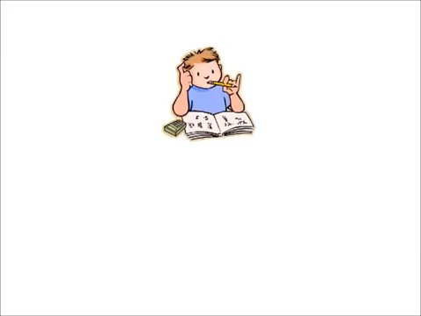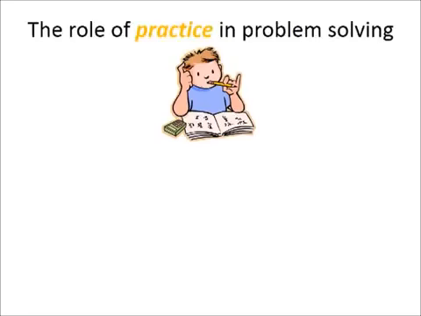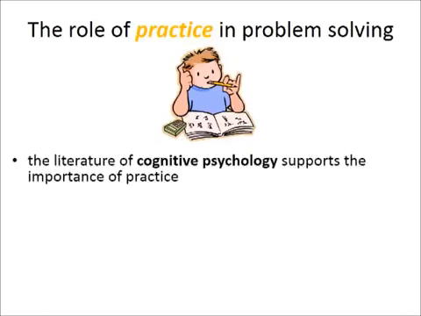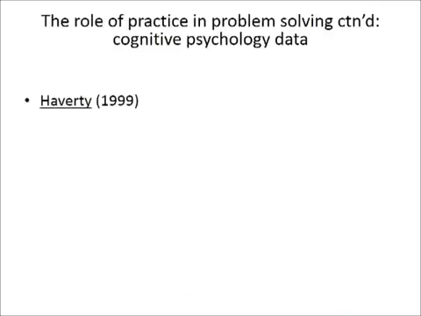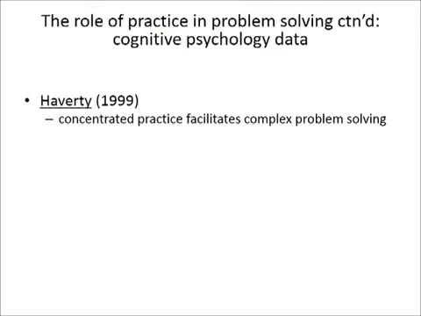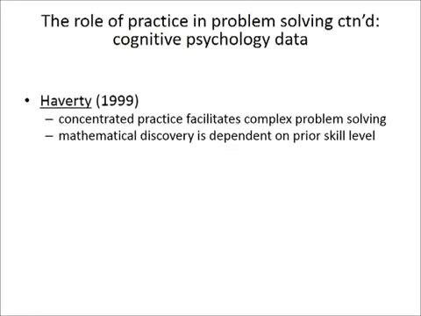Nevertheless, one simple thing could help improve students' success: practice. And the literature of cognitive psychology heavily supports the importance of practice. Let's look at two examples from the literature. Haverty in 1999 reports that concentrated practice facilitates complex problem solving, and that mathematical discovery is dependent on prior skill level. Skill development usually is a consequence of practice over time and results in both the availability and speedy access to known facts and procedures.